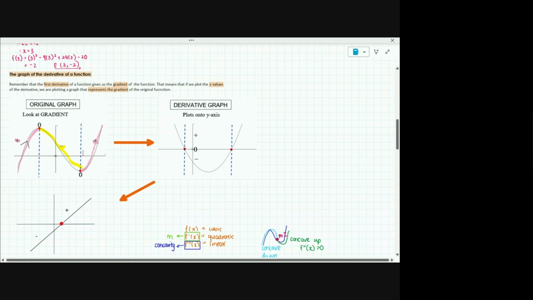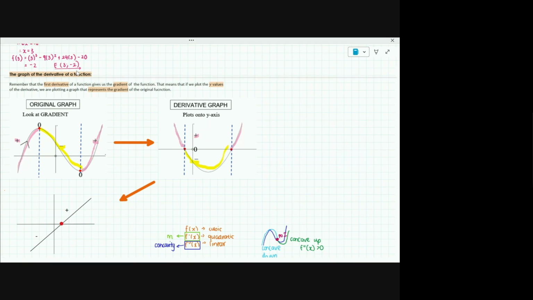Because the first derivative represents the gradient, what that means is that the y values that we plot represent the gradient of our function. So all of these y values here are positive, representing the positive portions of my cubic function. And all of the y values below my x-axis are negative, representing the negative portion of my cubic function.